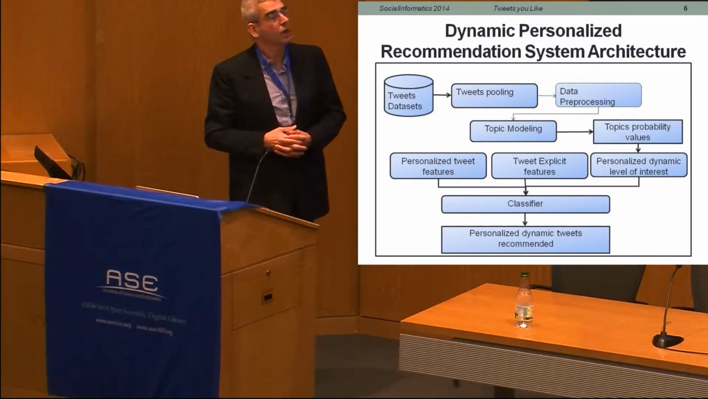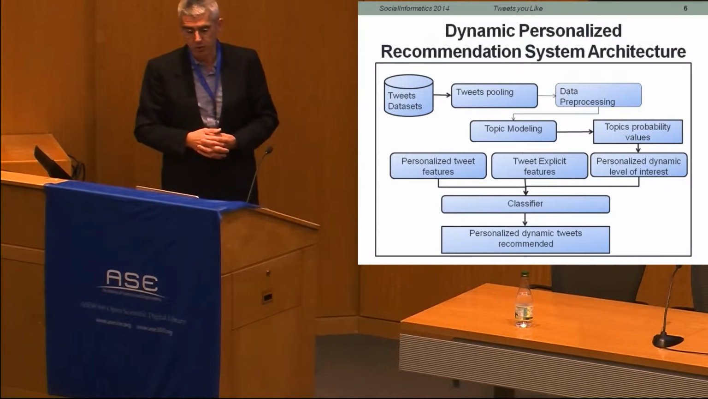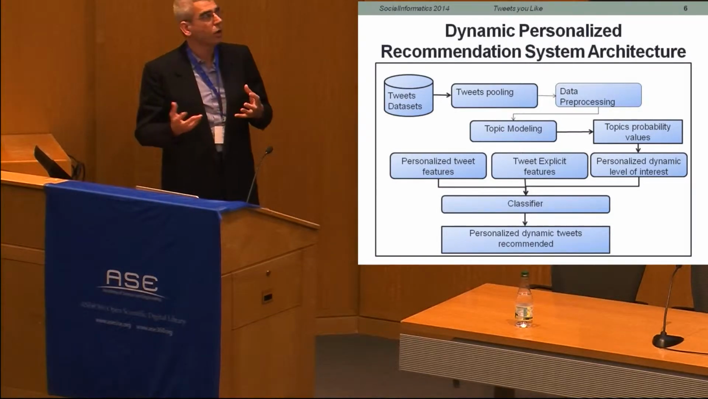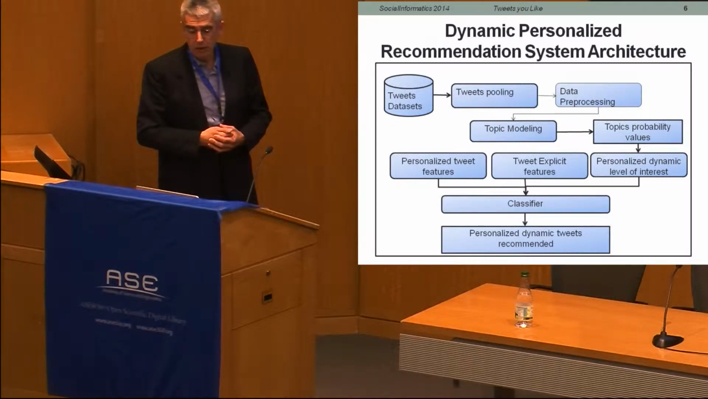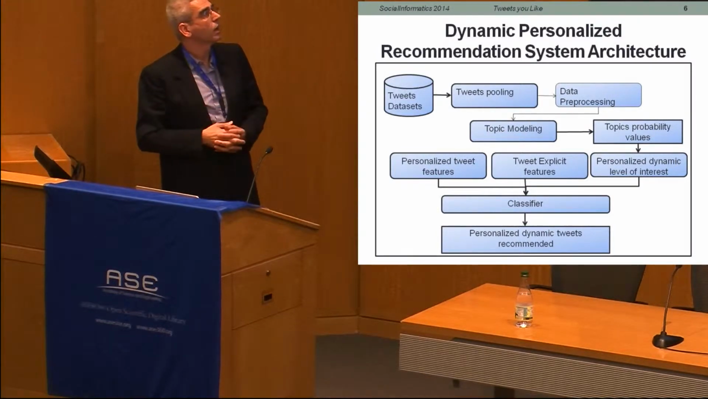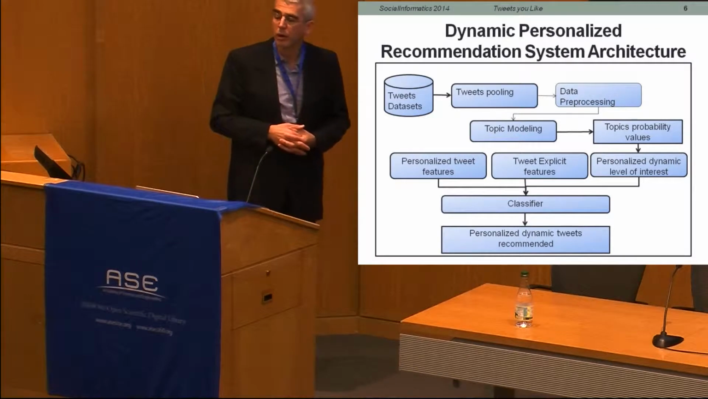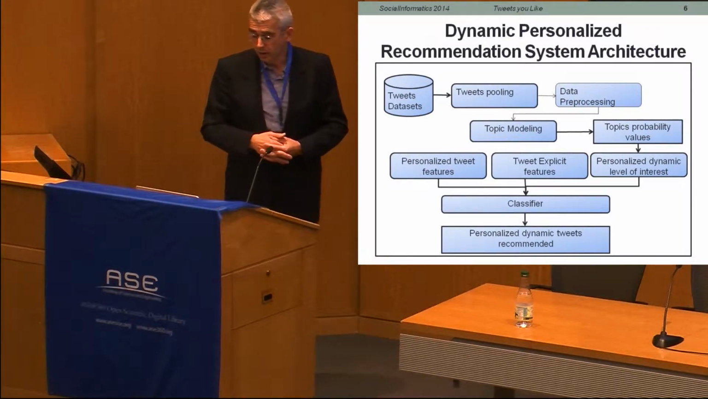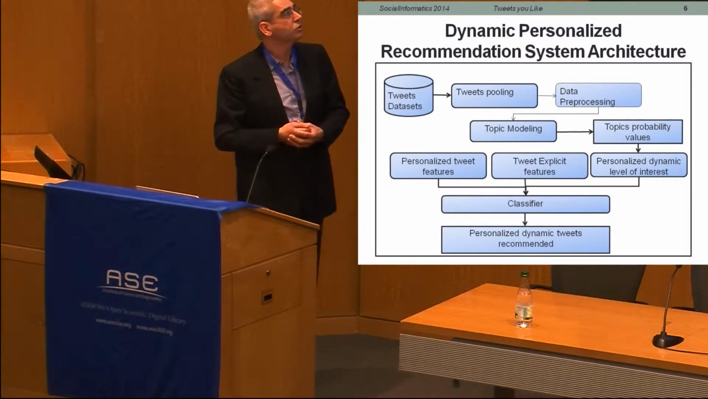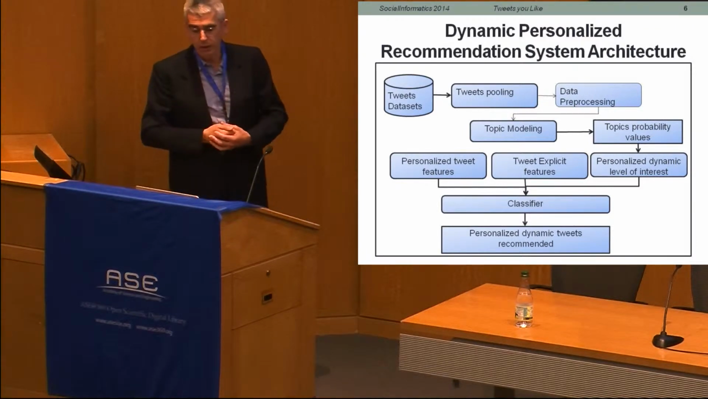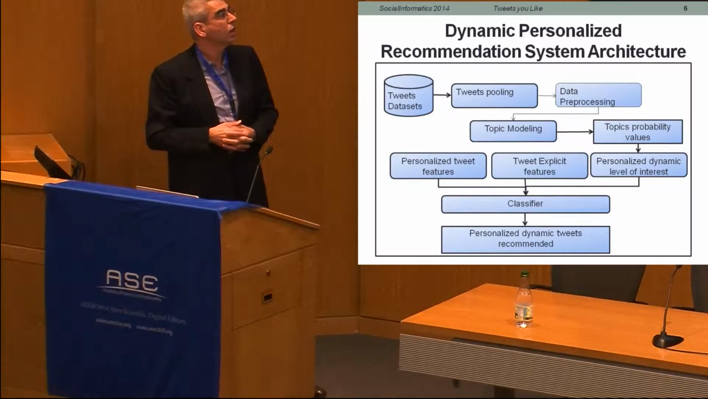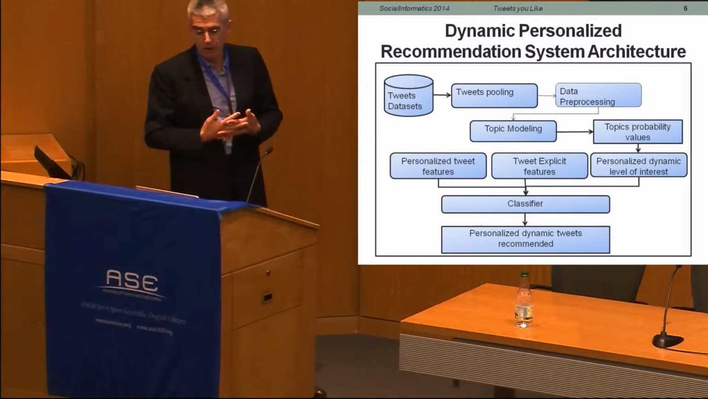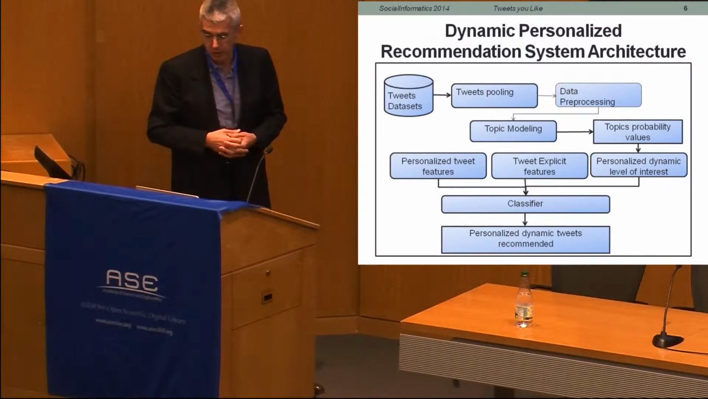The basic architecture of such a system is presented here. There are two steps. First, topic modeling using some well-known techniques such as LDA, and then once we have those topics classified and have some probability values assigned, we can look at various features, from personalized level of interest and other features, to classify the tweets and provide a personalized dynamic recommendation.